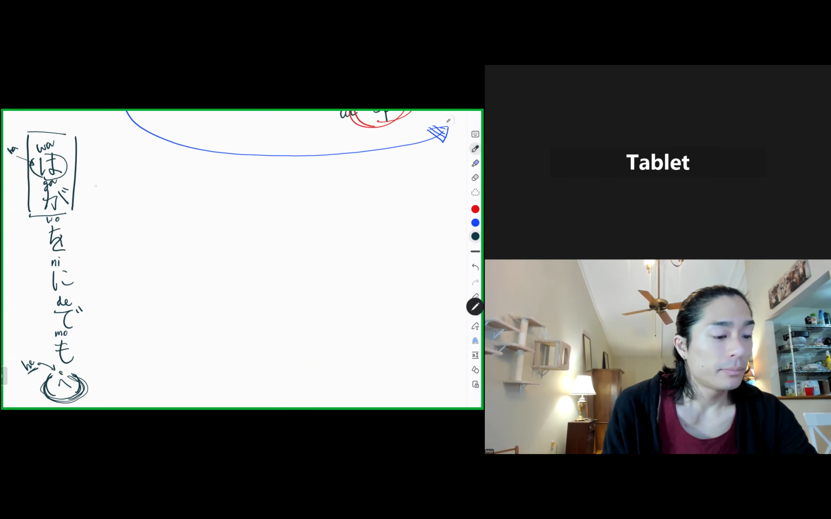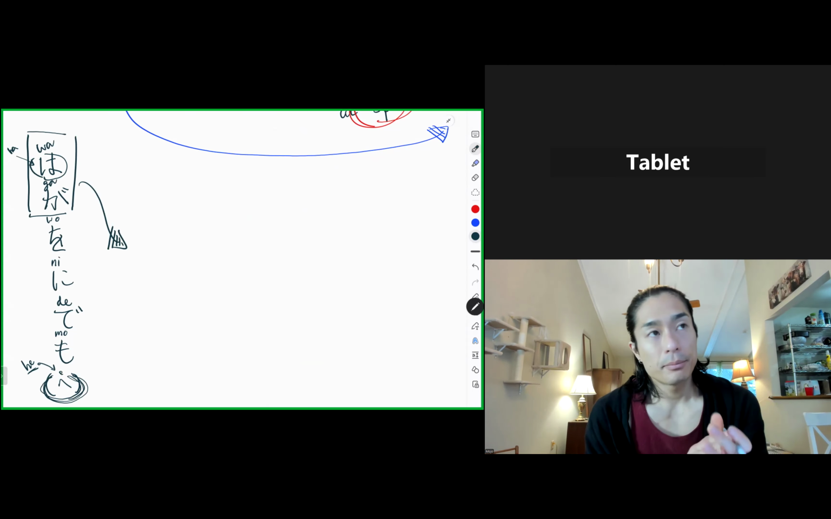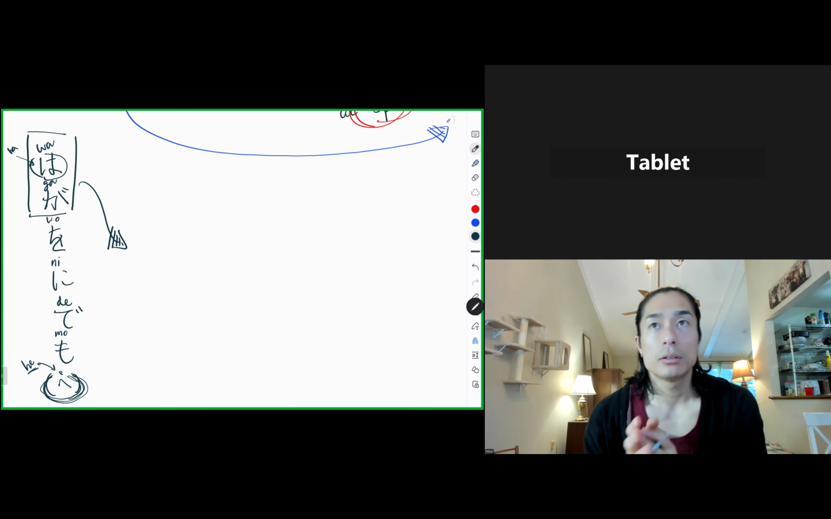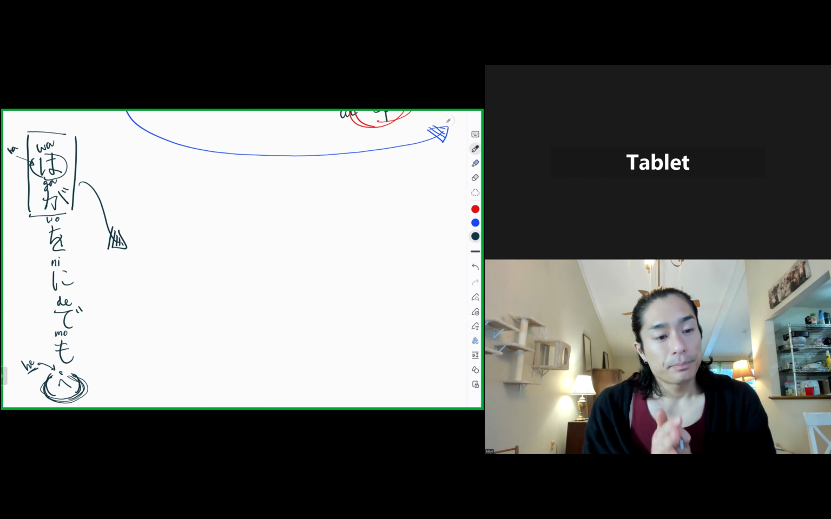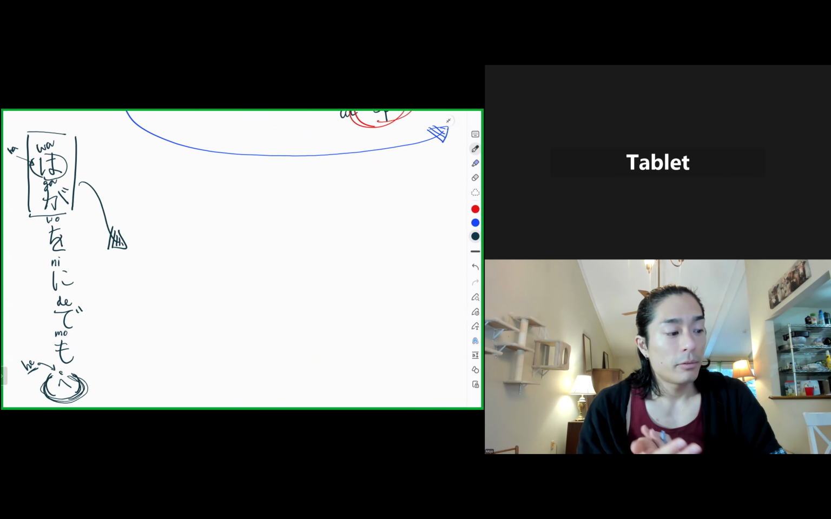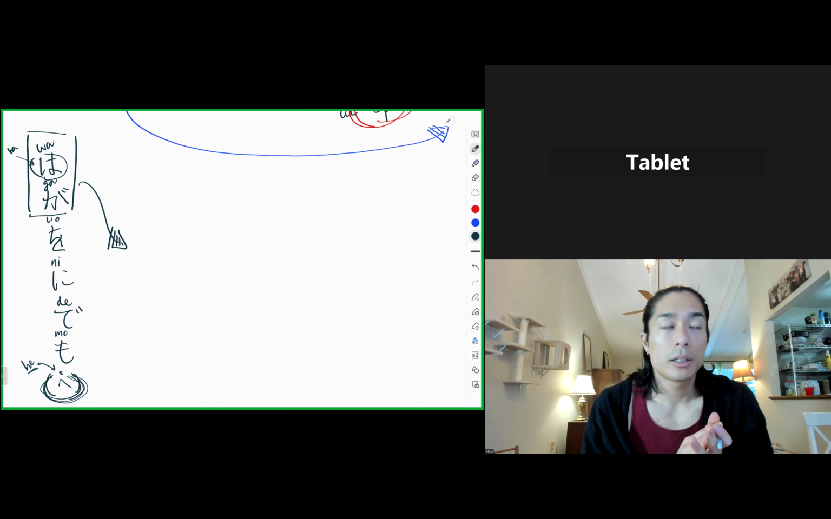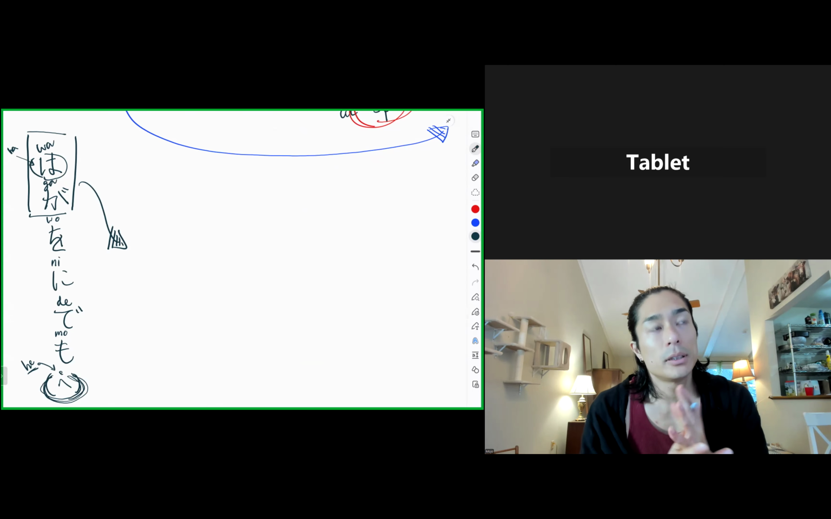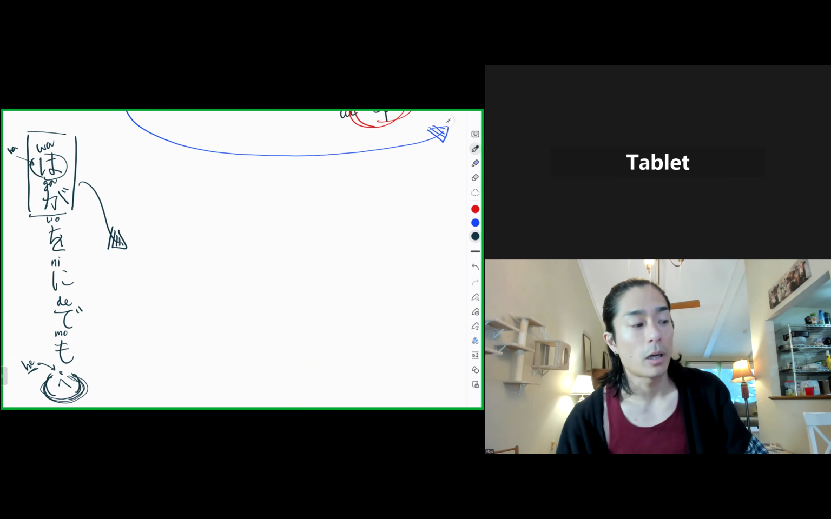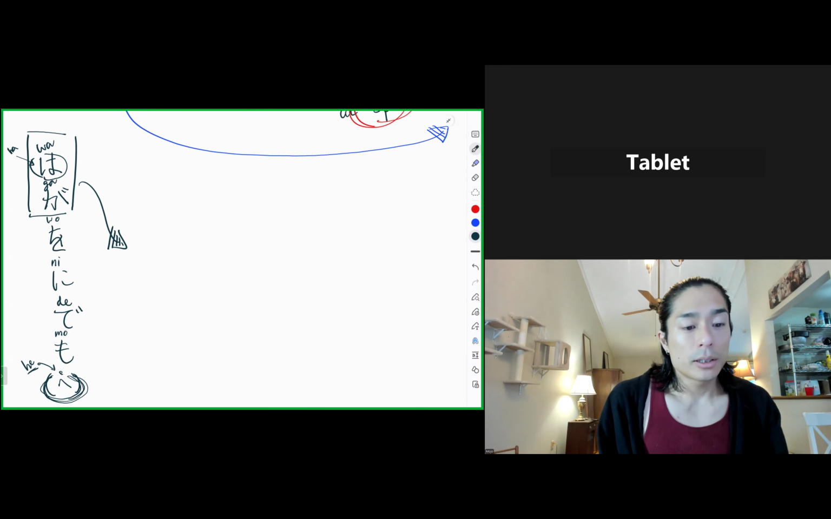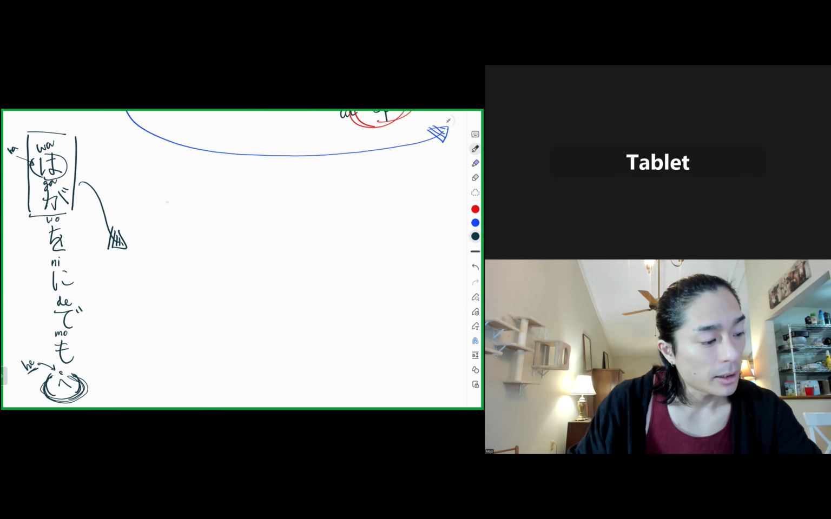Wa and ga. Let's start with this. I'm gonna put these together because these two have really similar functions, okay? And that's why people get really confused and use them incorrectly. That's why there are some videos talking about the difference between wa and ga. So I like to do that.